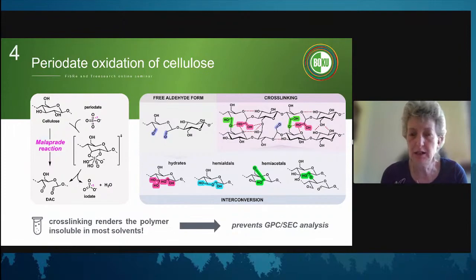And that cross-linking is the problem why we run into insoluble material. It's true for every polymer: if we start cross-linking at a certain point, it becomes insoluble. There's nothing specific to cellulose. But here, the process is in a way quite dynamic. It's not very well controlled, and that causes a lot of trouble when we want to analyze these materials. So this is something we always have to keep in mind.